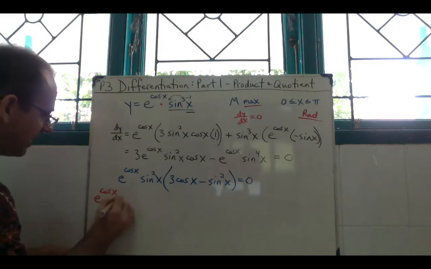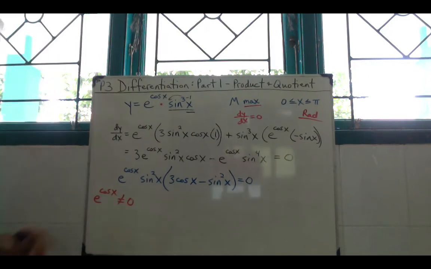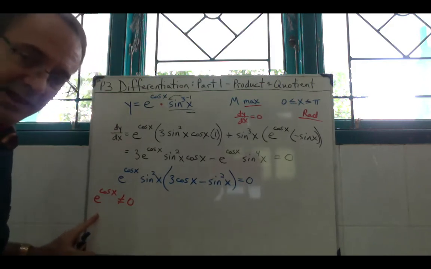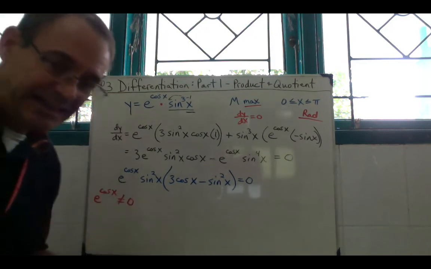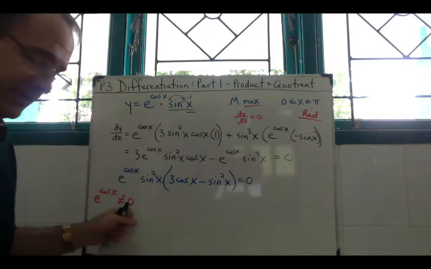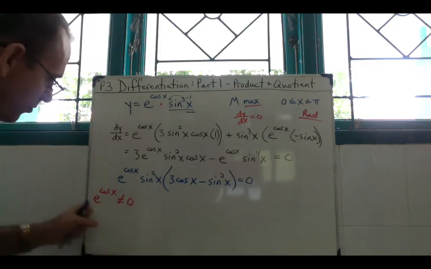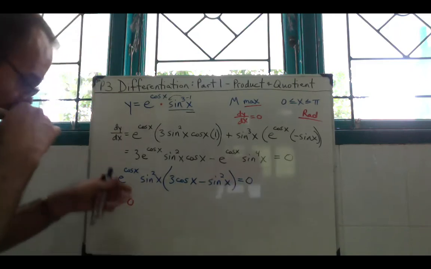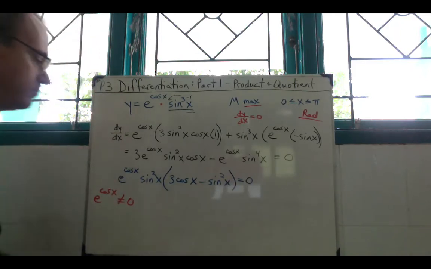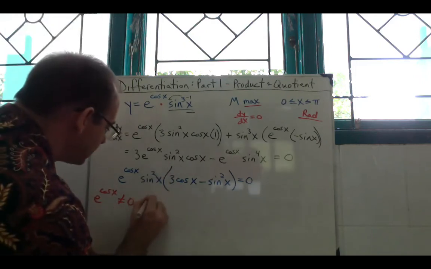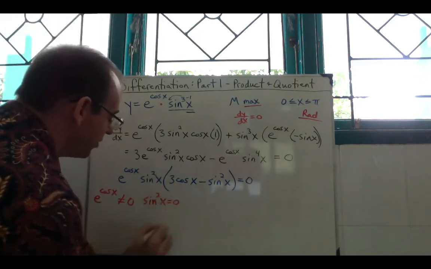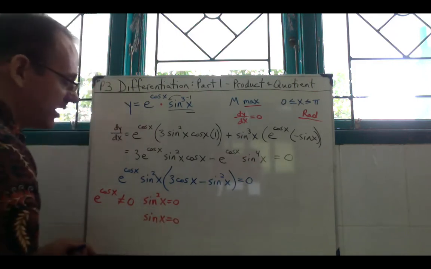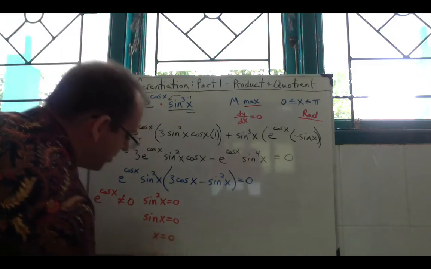Now, if we look at these first parts, we know that e to the cosine x cannot equal 0. Remember, e is 2.72. You can't take a positive base, raise it to any power, doesn't matter what it is, and get 0 or negative. Exponentials always have to be positive, so we don't have to worry about that term. Our sine squared x equals 0. If you square root, sine x equals 0, and if you inverse sine, you still get 0.